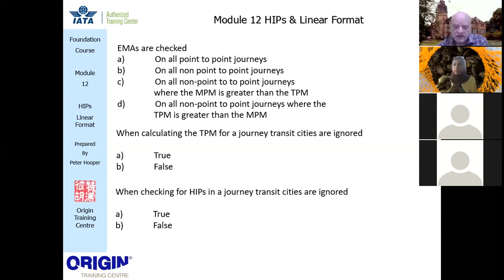Where the MPM is bigger than the TPM, the maximum permitted mileage is bigger than the actual miles you're flying. No need to check anything. What about if it's not point to point and the TPM is greater than the MPM? Here we need to check. That's the one. We don't check on all non-point to point journeys, because if the number of miles you're flying is less than the maximum, there's no point to check, is there?